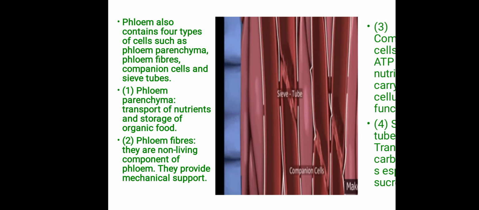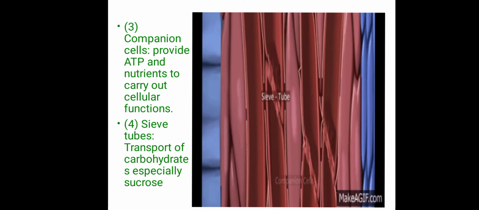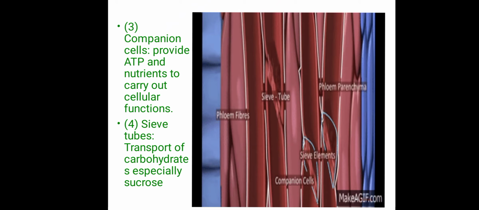Next we have companion cells. They provide ATP, that is adenosine triphosphate, that is energy and nutrients to carry out cellular functions. And we have sieve tube. It helps in transport of carbohydrate, especially sucrose.